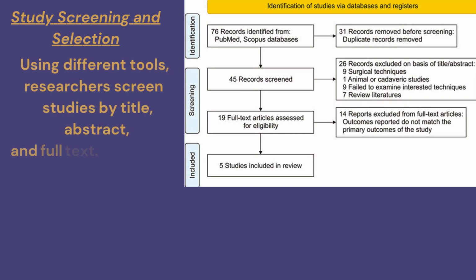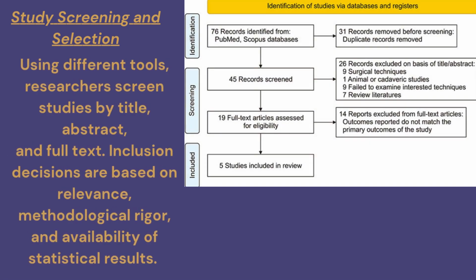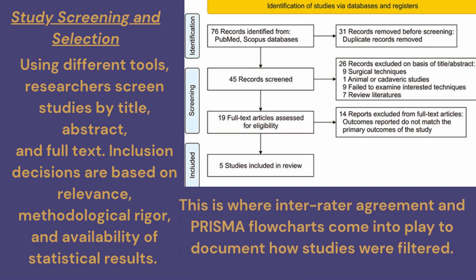Study screening and selection. Using different tools, researchers screen studies by title, abstract, and full text. Inclusion decisions are based on relevance, methodological rigor, and availability of statistical results. This is where inter-rater agreement and Prisma flowcharts come into play to document how studies were filtered. Watch above video to learn how to use different tools to create a Prisma flowchart.